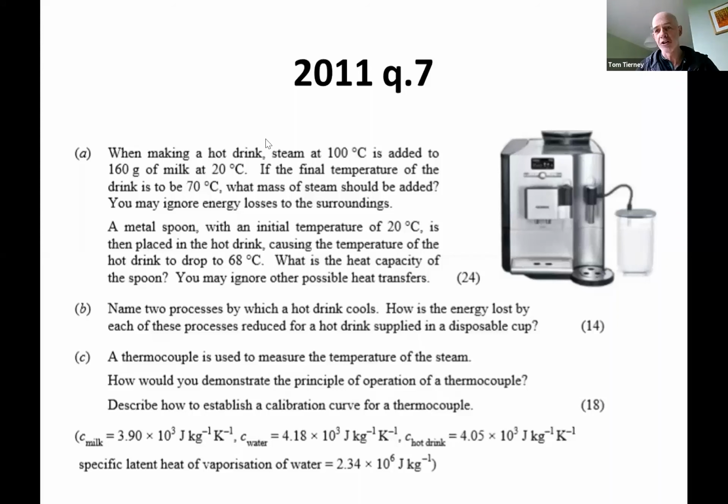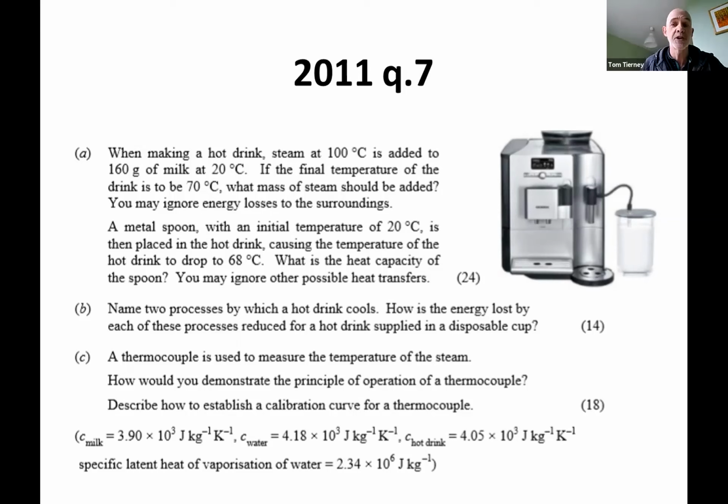So we heat up the milk to make a hot drink. Could be a hot chocolate, latte, whatever. So we add steam at 100 degrees to 160 grams of milk that's at 20 degrees, more or less room temperature. If the final temperature of the drink is to be 70 degrees, what mass of steam should be added? You may ignore energy losses to the surroundings. And a metal spoon with initial temperature of 20 degrees is then placed in the drink, causing the temperature of the hot drink to drop to 68 degrees. So what is the heat capacity of the spoon?